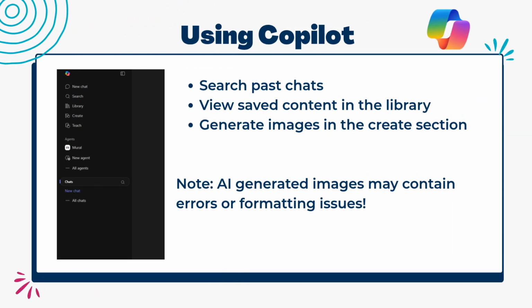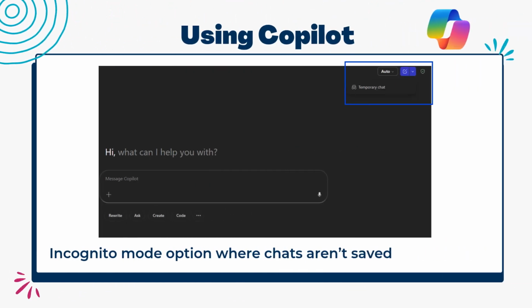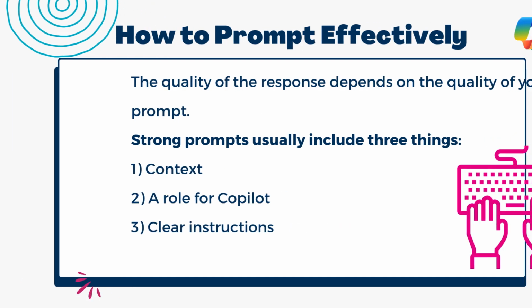On the left-hand side, you'll find the sidebar. You can search past chats, view saved content in the library, or generate images in the Create section. Keep in mind that AI-generated images may contain errors or formatting issues. Finally, in the top right corner, you'll see an icon with a hat and glasses. This lets you switch to incognito mode where chats aren't saved.